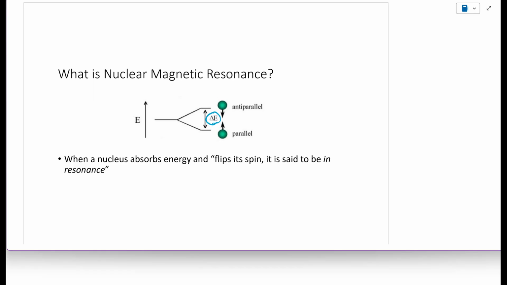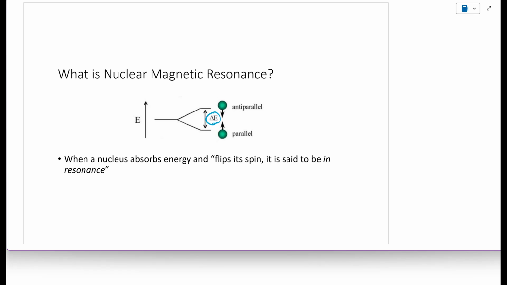And when we do that, when we flip that spin and now it's aligned against the magnetic field, the physics term that we use for that is the nucleus is said to be in resonance. And since the nucleus is in resonance, based on the orientation of an external magnetic field, and we're looking at the nuclei of the molecule, that's where we get the term nuclear magnetic resonance. That's where we get the name from.